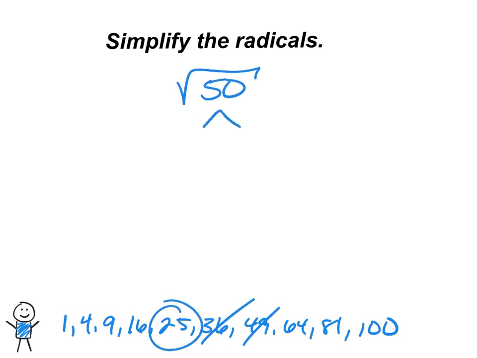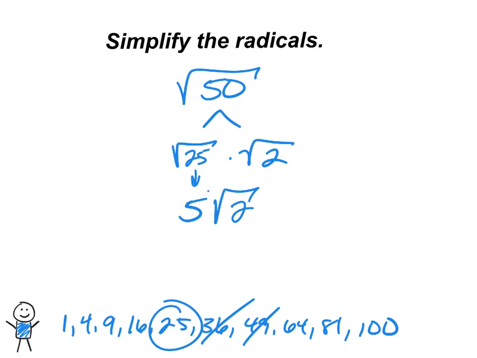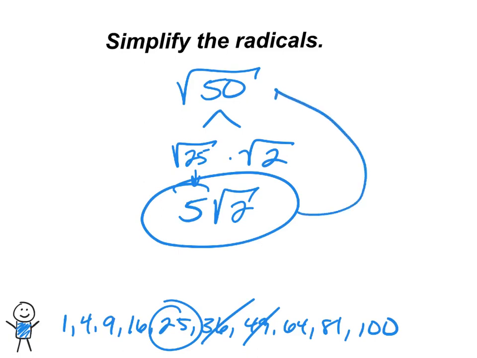The square root of 50 can be broken down into the square root of 25 times the square root of 2, because 25 times 2 is 50. Now I can't take the square root of 2, but I can take the square root of 25. Recall that it is 5. So after I take that square root, I'm going to bring down the root 2. 5 times the square root of 2 will give you the same decimal number as the square root of 50.